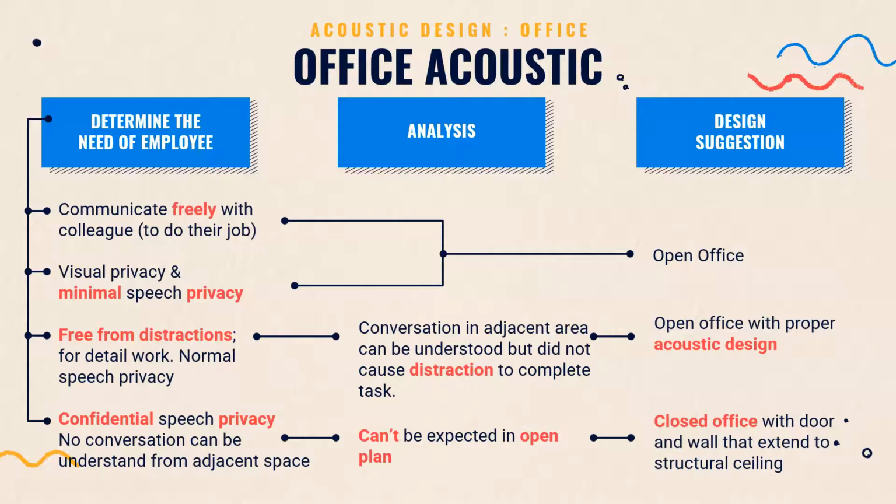Okay, for normal speech privacy, the suitable work situation is where conversation in adjacent area can be understood. It means you can still hear your friend from other desks, but you don't want distraction, okay, because you need to complete the task. So this one requires a proper design if you have to work in open office. For the confidential speech privacy, you can't expect them to work in open plan. So it must have a closed office with door and wall that extend to the structural ceiling. So why is this mentioned? Okay, I will share in the next slide.